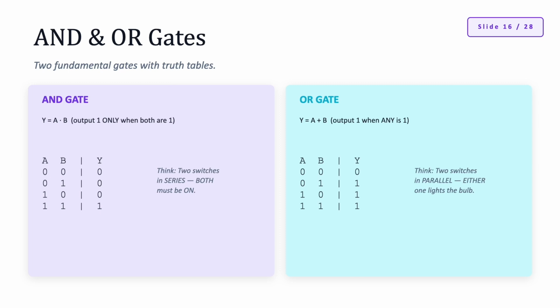The OR gate outputs 1 when any input is 1. Think of it as addition, but 1 plus 1 equals 1, not 2. Two switches in parallel, either one on lights the bulb. Truth table: 000, 011, 101, 111. Expression: y equals a or b, or y equals a plus b.